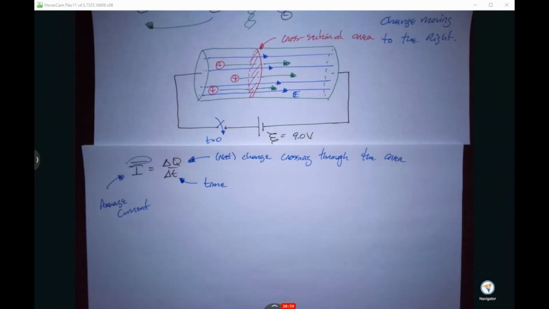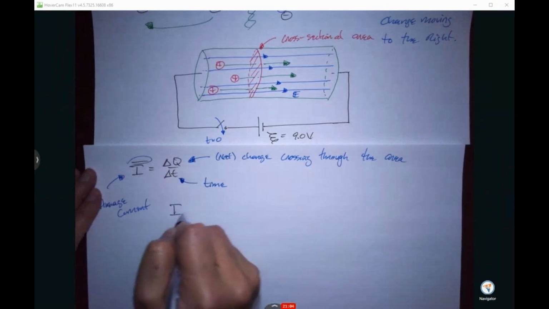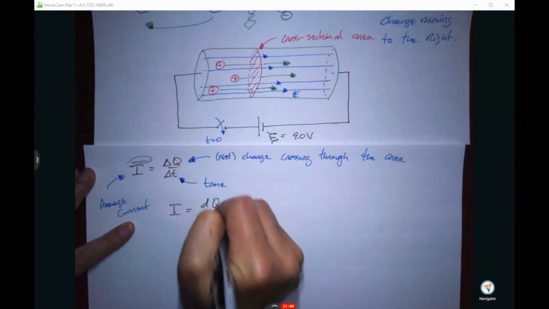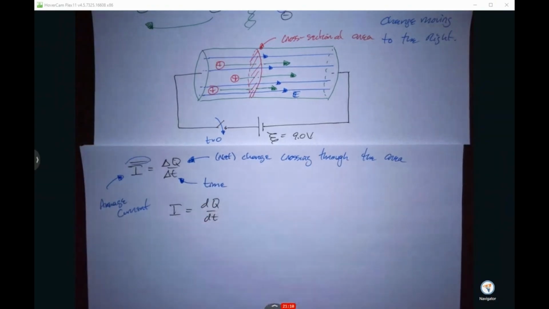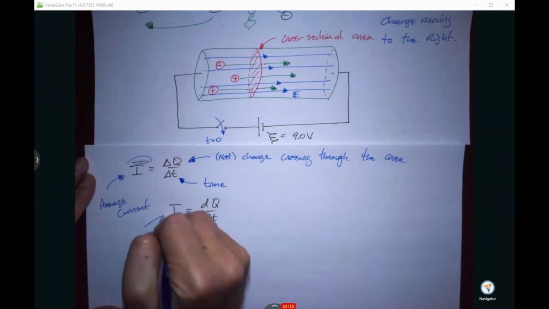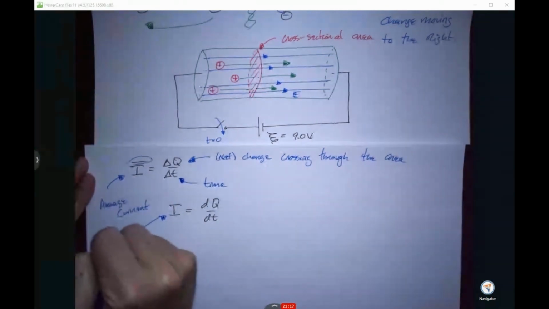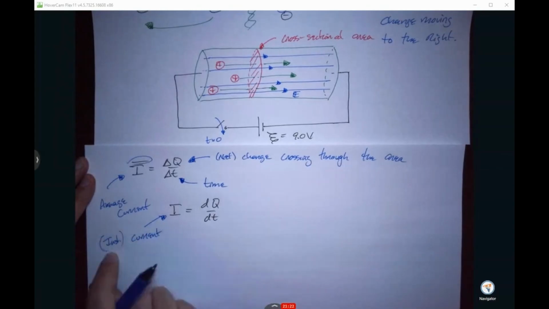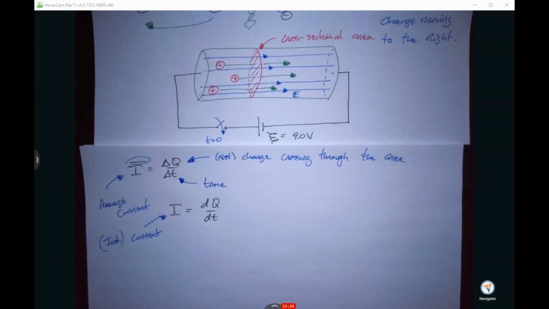And then what we can look at is we can also write down that this means that the instantaneous current, or the current, would be the time rate of change of the charge through the area. So then this is just our, again, we don't say the word instantaneous, just like we don't say the word conventional, the derivative of the charge per time. Okay, our standard rate.